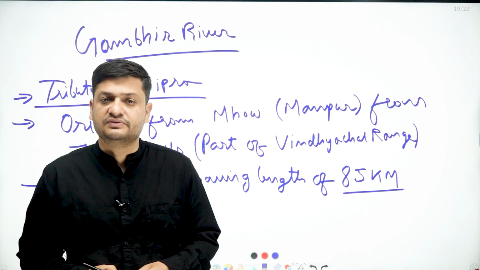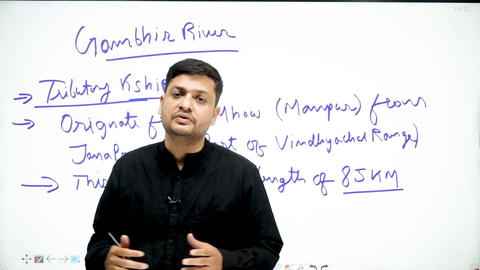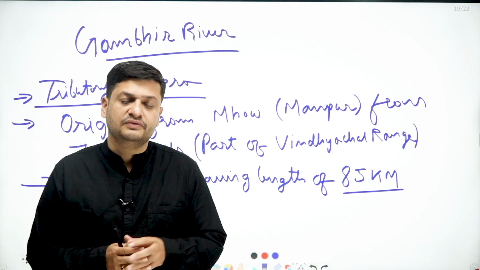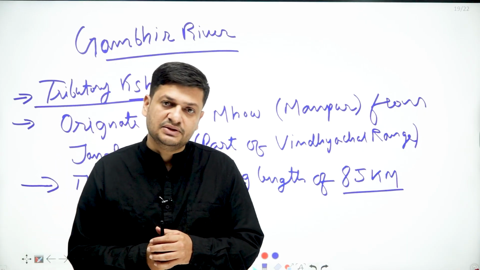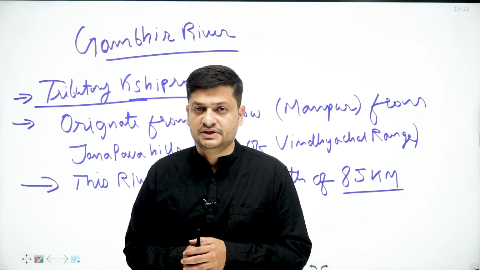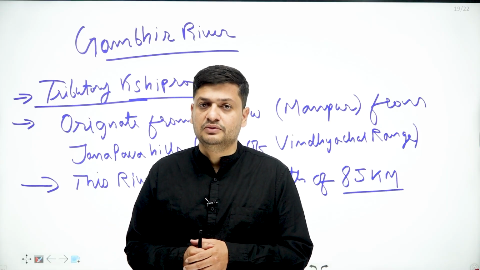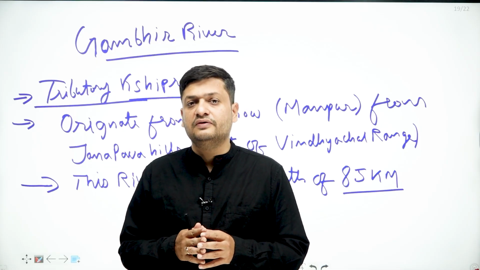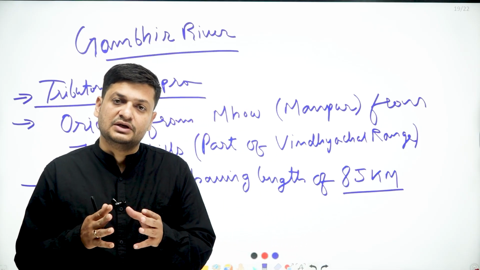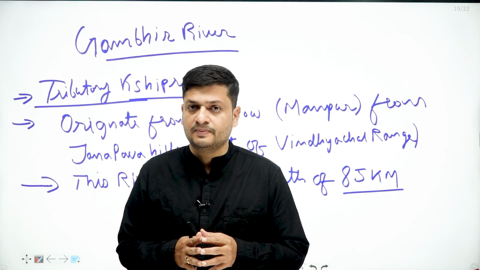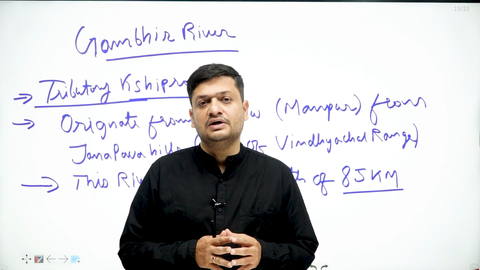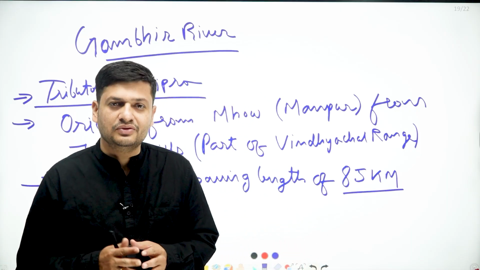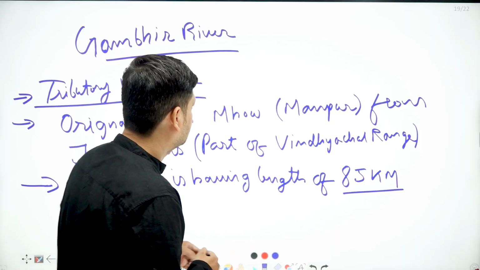Though the river is very small in size, only covering the 85 kilometer part, the important part is that it covers the major part of the Malwa Plateau. This river is a tributary of the Shipra River, and Shipra is a tributary of Chambal River, and Chambal is a tributary of the Yamuna River, and Yamuna is a tributary of the Ganga River. So it is indirectly connected to the Ganga River.